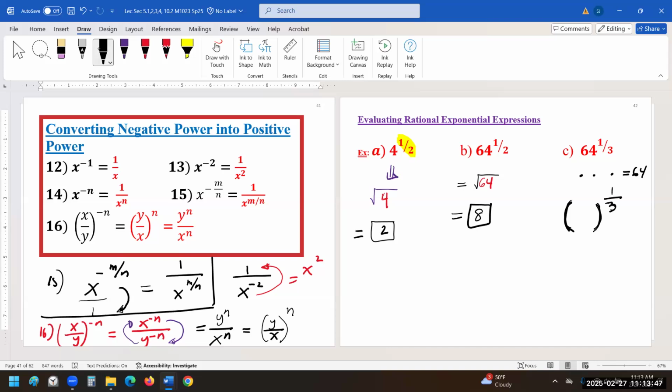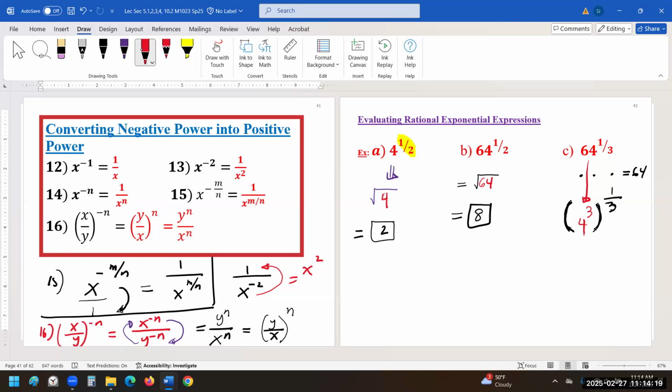So we want to rewrite 64 in terms of the power 3. What number to the power 3 gives us 64? 4. So 64 is same as 4 cubed. 4 times 4 is 16. 16 times 4 is 64. All these numbers, either you have to memorize or you have to know how to find them.